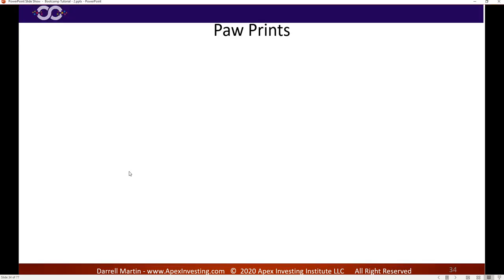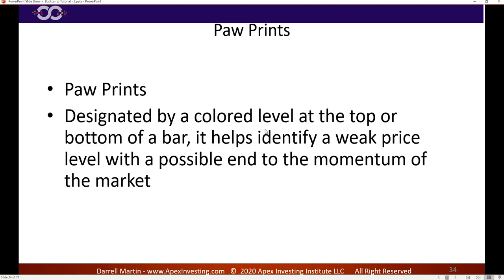Okay. Now, let's talk about paw prints. They're designated by a colored level at the top or bottom of a bar. It helps identify a weak price level, which can be a possible end to momentum.